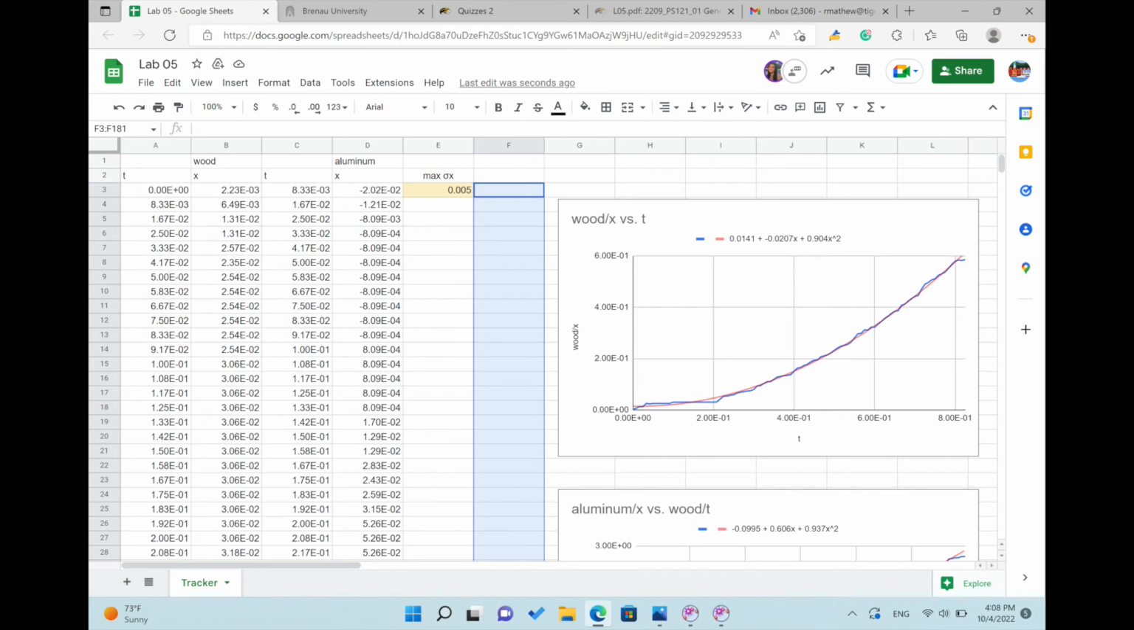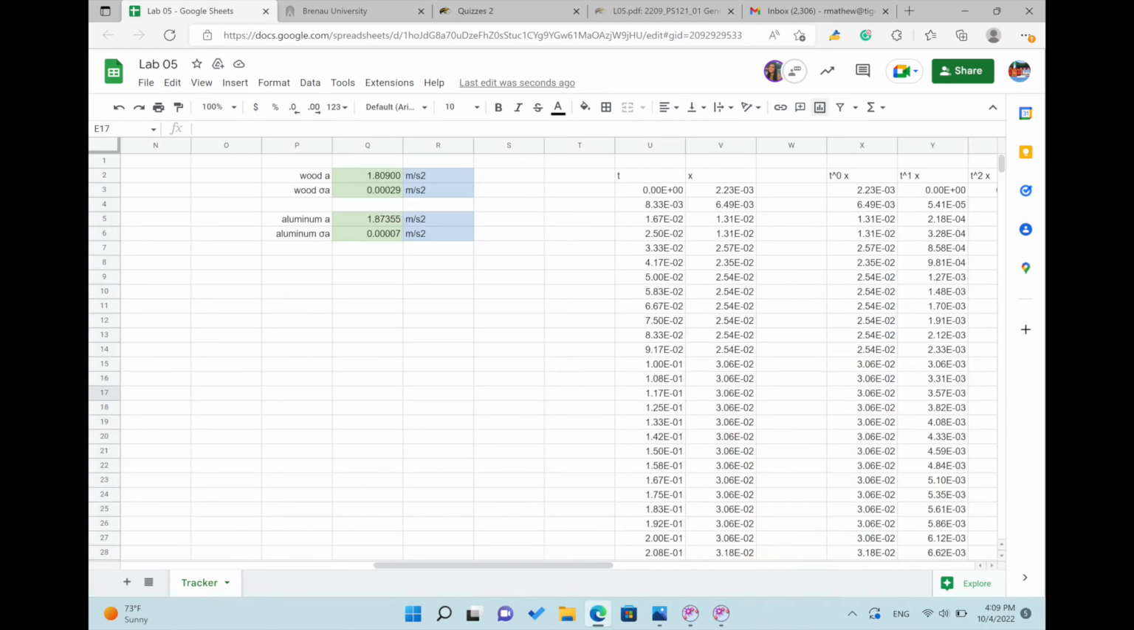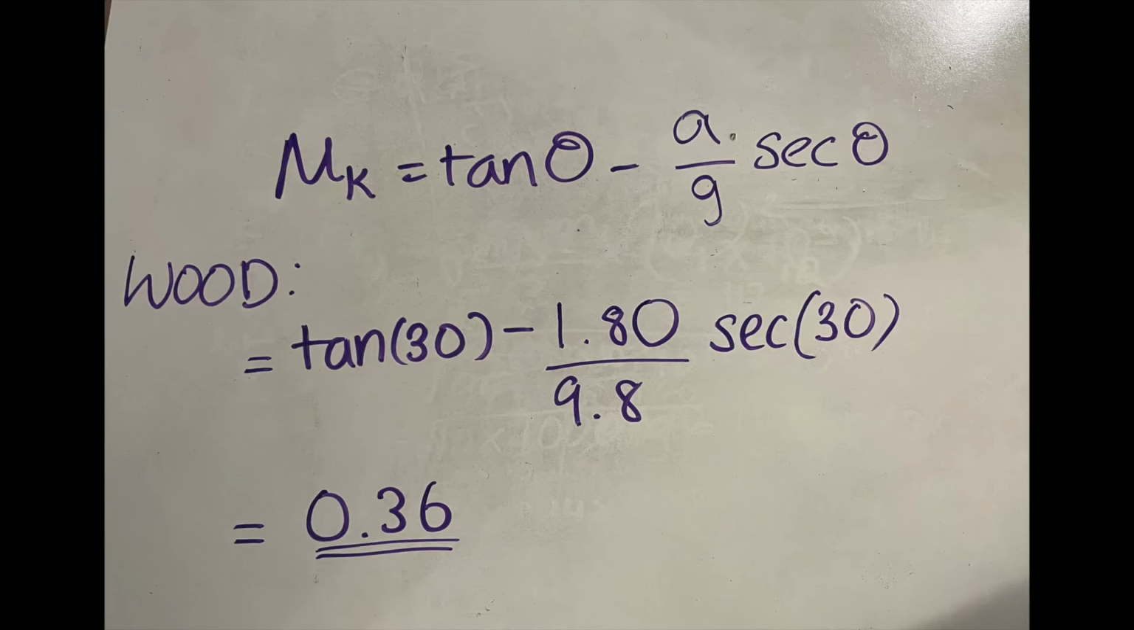We also determined that our uncertainty of x was 0.005. And when we plugged in that uncertainty into the spreadsheet, it gave us the uncertainty for acceleration. The acceleration of the wood was determined as 1.80, and the sigma acceleration of the wood was 0.00029. The acceleration of the aluminum was 1.87, and the sigma acceleration of the aluminum was 0.00007.